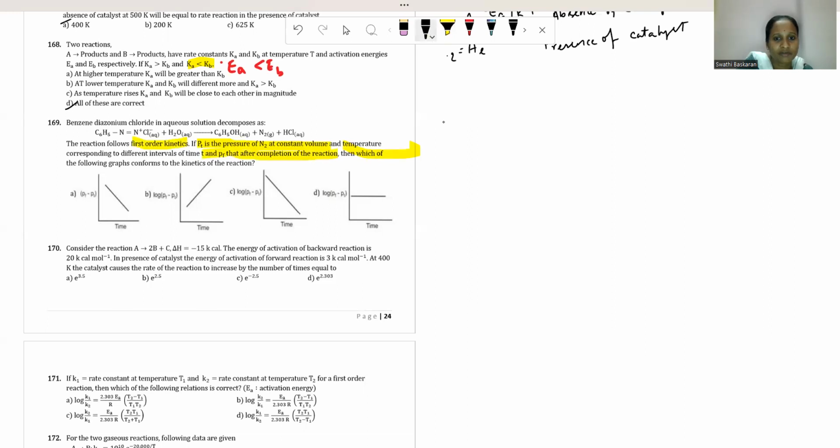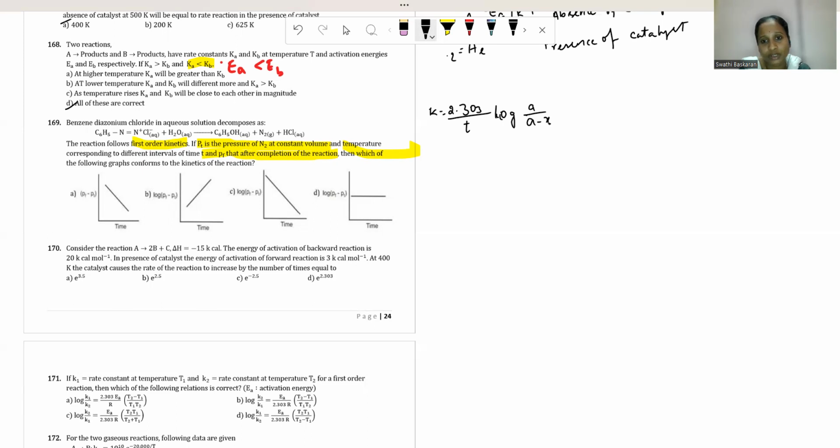Before that, all of us know the first order integrated rate expression, where k is equal to 2.303 by t log of a divided by a minus x. So what is a basically? a is the initial concentration and x is the concentration of the product that is obtained when time is equal to t.